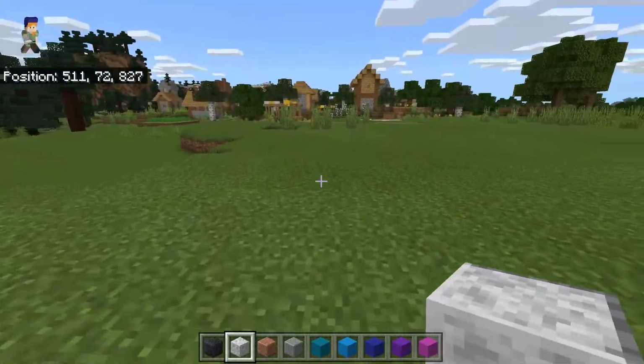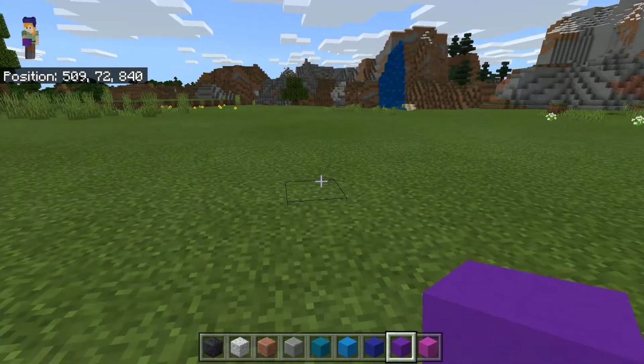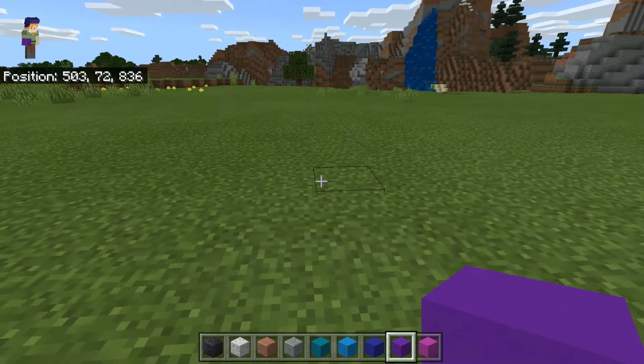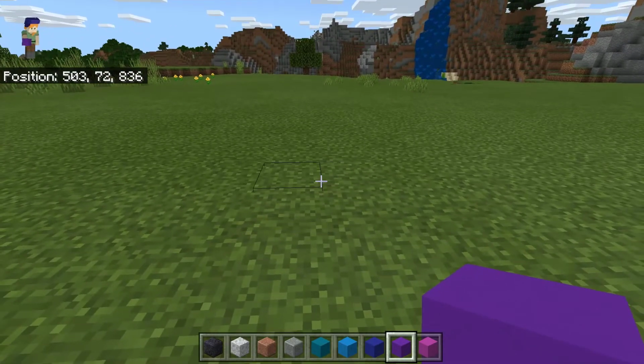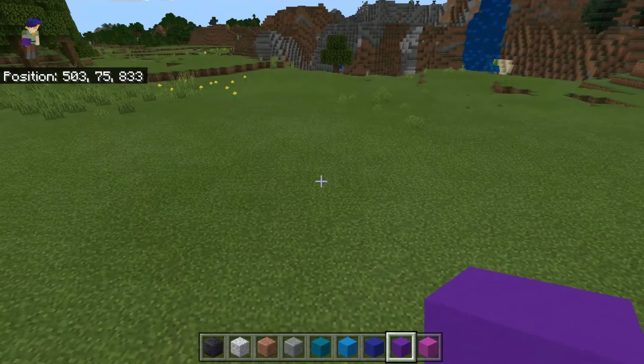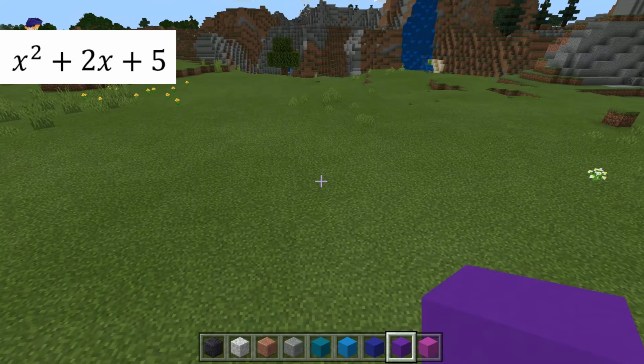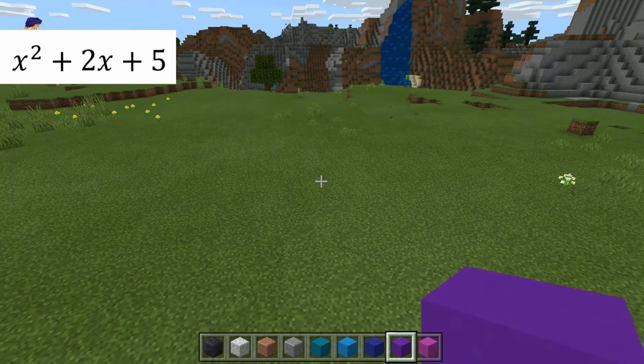Alright, we got this nice village over here. And now let's talk about math. So, one of the things we do in math, starting in algebra or maybe even pre-algebra, is we start talking about polynomials. And so I'll put a polynomial up here on the screen. Let's say that we've got x squared plus 2x plus 5.